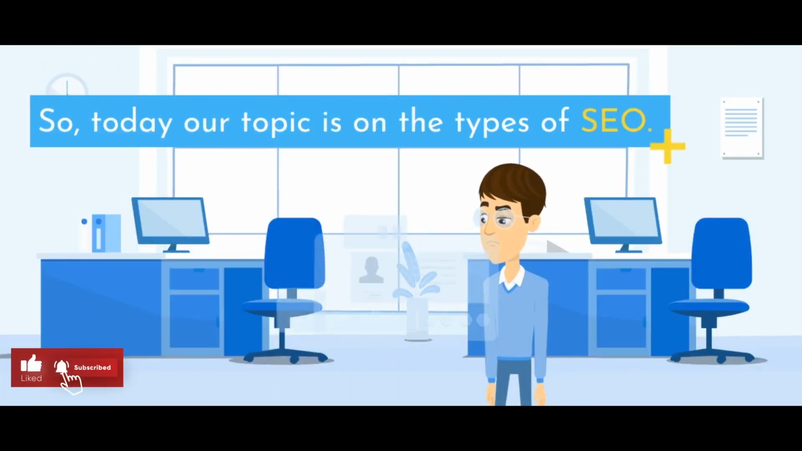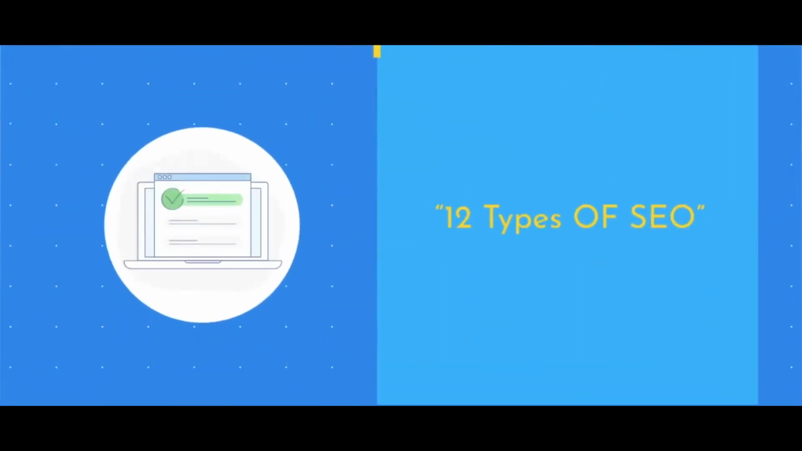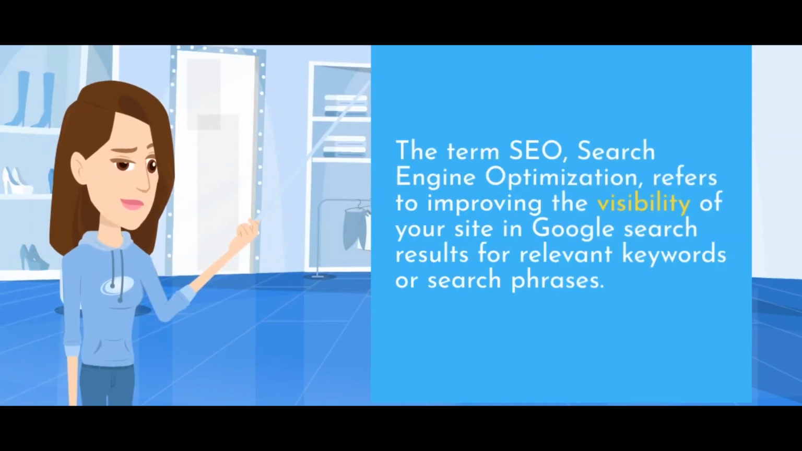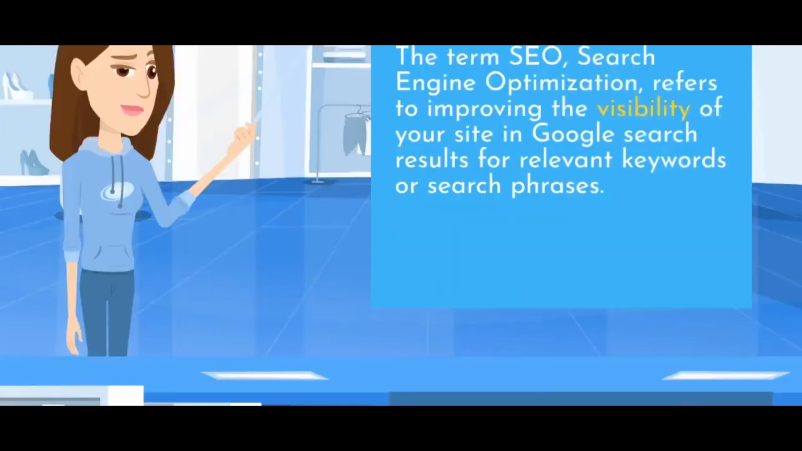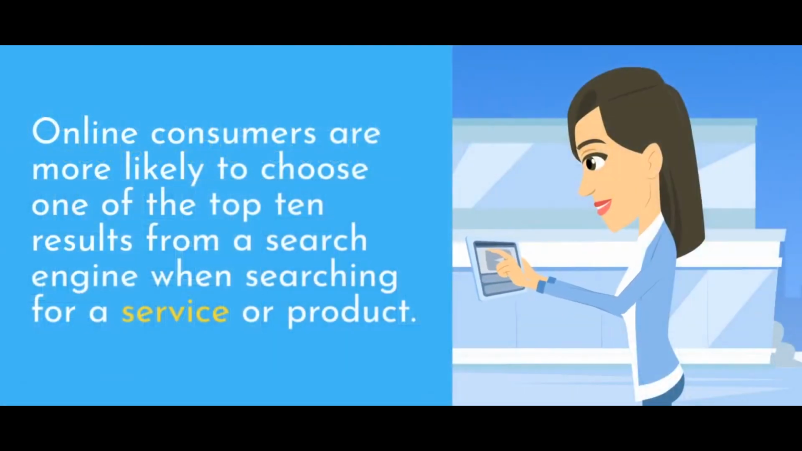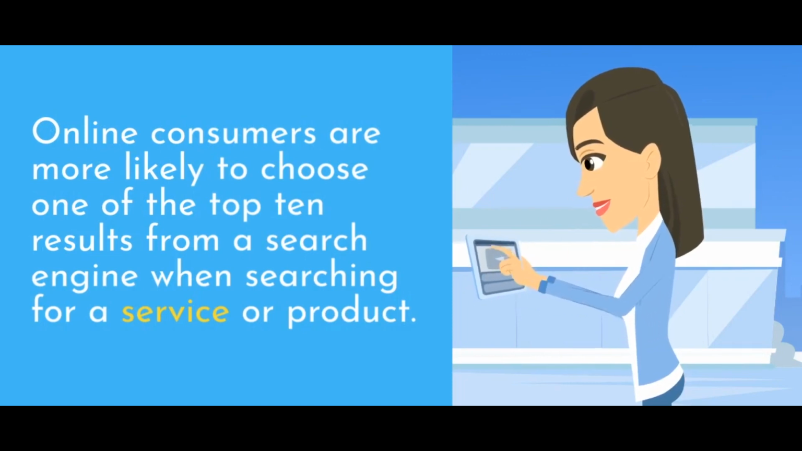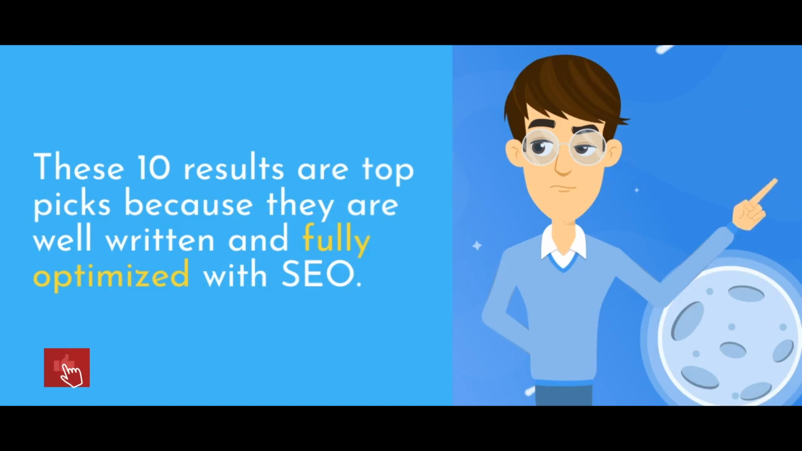So, today our topic is on the types of SEO. 12 types of SEO. The term SEO, search engine optimization, refers to improving the visibility of your site in Google search results for relevant keywords or search phrases. SEO helps in generating website traffic naturally. Online consumers are more likely to choose one of the top 10 results from a search engine when searching for a service or product. These 10 results are top picks because they are well written and fully optimized with SEO.